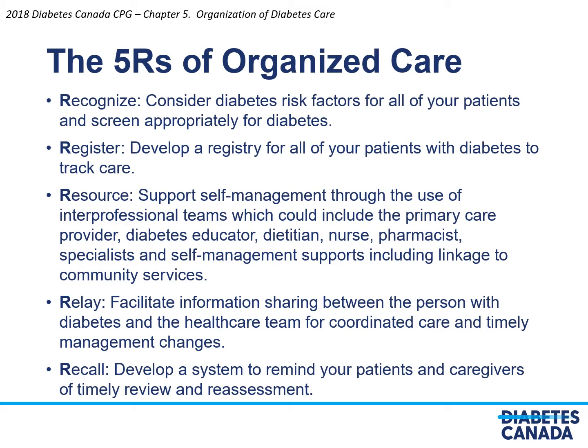The 5 R's is a handy mnemonic to remember the organizational interventions that improve diabetes care. Number 1, recognize. Consider diabetes risk factors for all your patients and screen appropriately for diabetes. Number 2, register. Develop a registry for all your patients with diabetes to help track care.